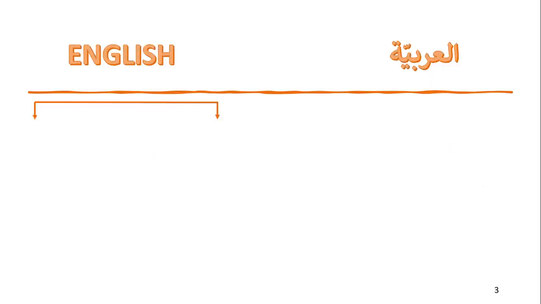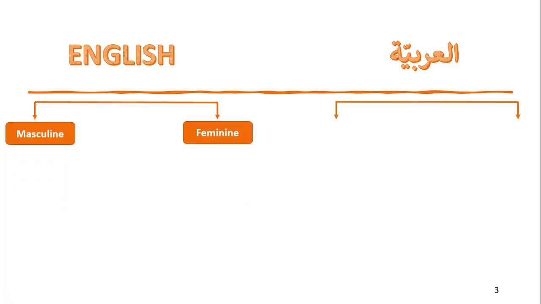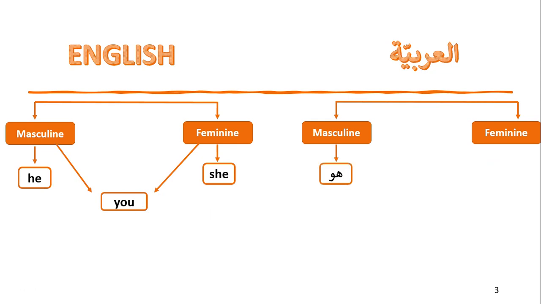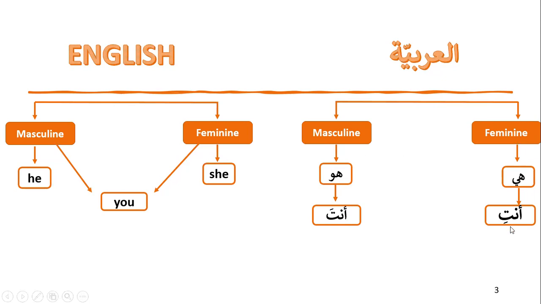In English you have masculine and feminine. In Arabic also you have masculine and feminine. In English you have he as masculine and she as feminine. But when you say you, which is second person, you will just have one term. But in Arabic, masculine third person is huwa, feminine is hiya. And for the second person, it is anta, anti. So instead of one term, you, we have two terms, anta for masculine and anti for feminine.